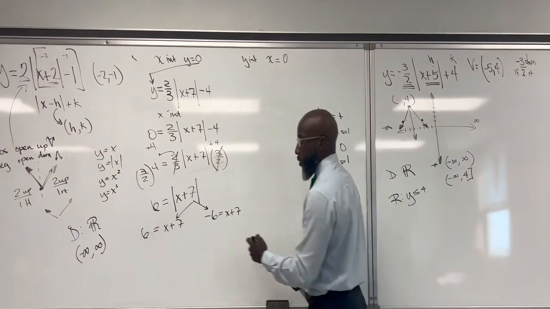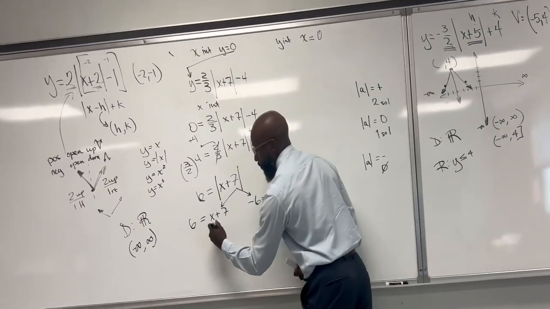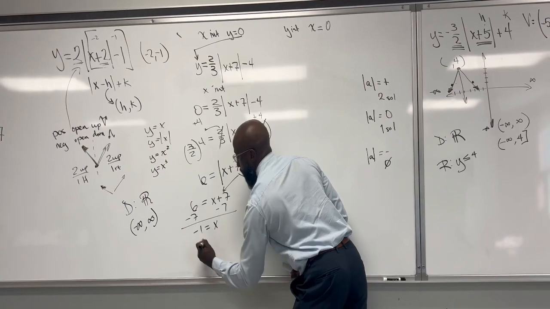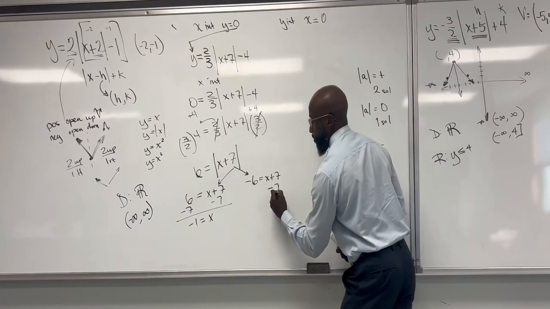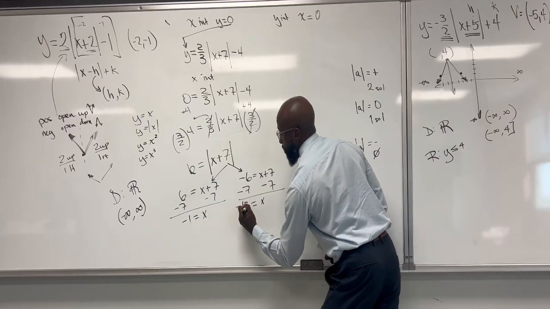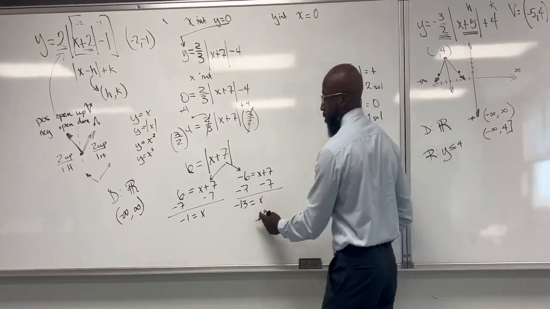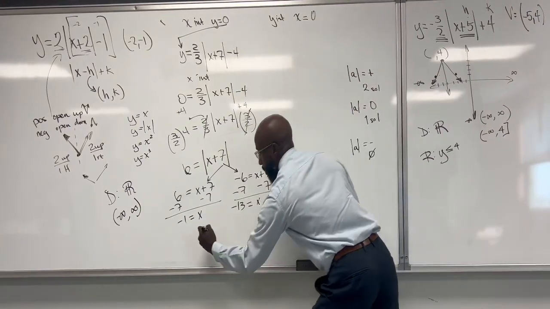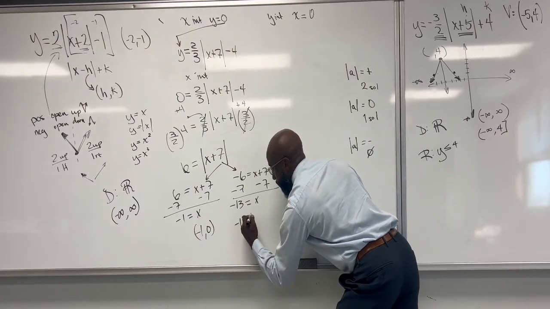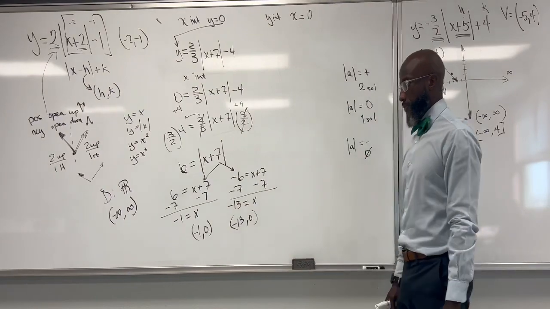All right. So when we solve, we're gonna subtract 7 from both sides. x equals negative 1 here. Here we subtract 7 from both sides. x equals negative 13 here. Right? So those are our x-intercepts. Negative 1, 0. Negative 13, 0. Those are our x-intercepts. Okay?